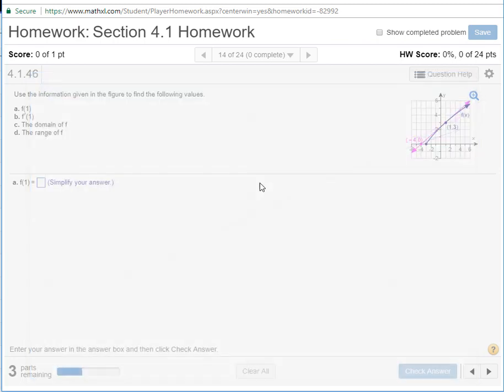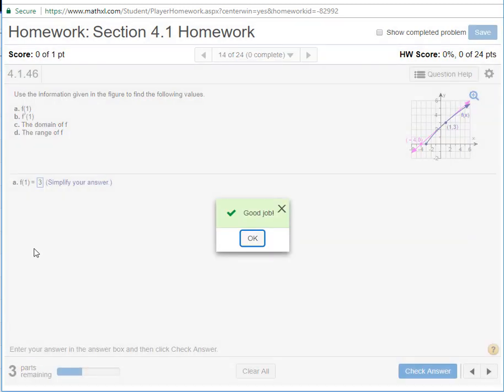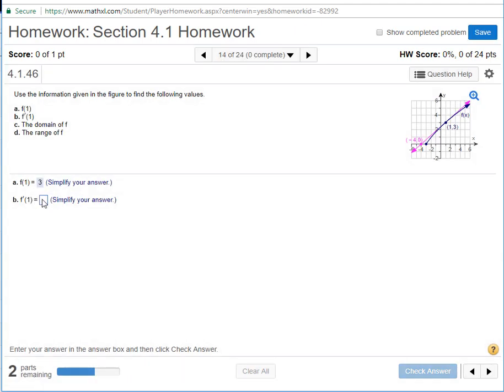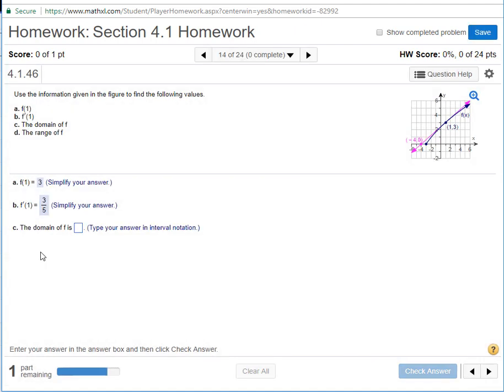Okay, so let's just make absolutely sure of that. We said that f of 1 was equal to 3. We can check that answer. Good job. And then we said 3/5 for the other one, so let's enter that as a fraction. 3 over 5. And hopefully that's correct too. Yep, nice work.